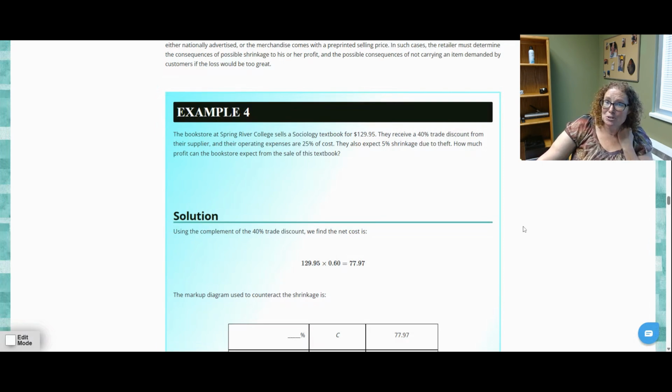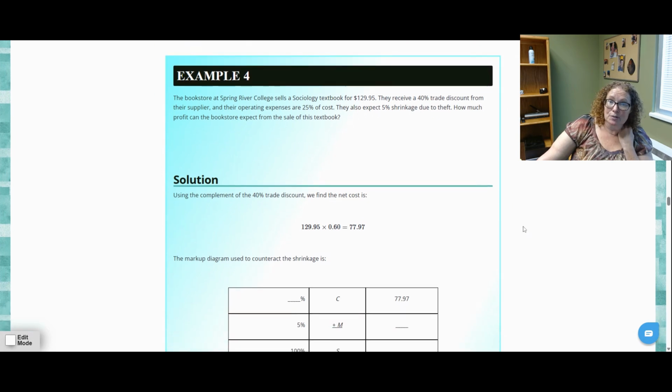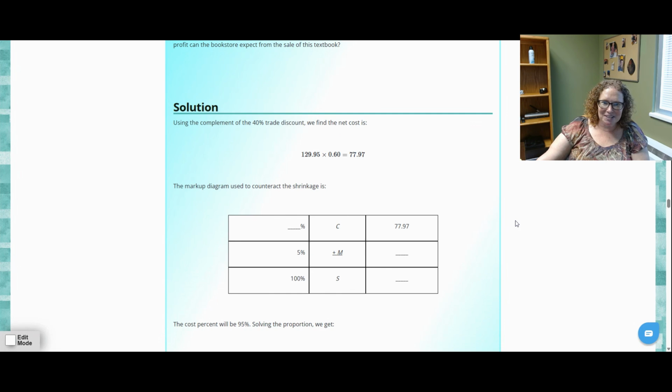So now we have a bookstore at Spring River College, and they're going to sell a sociology textbook for $129.95. That's a lot. They receive a 40% trade discount from their supplier, and their operating expenses are 25% of cost. They're going to expect 5% of shrinkage due to theft, because I guess people want to go in and get their books for free rather than having to pay for them. How much profit can the bookstore expect from the sale of this textbook?